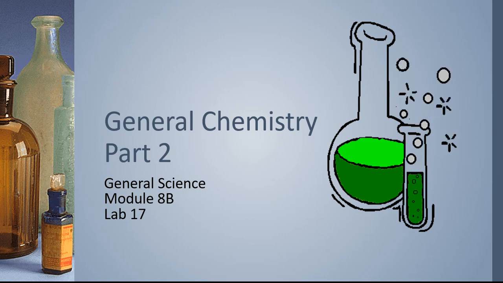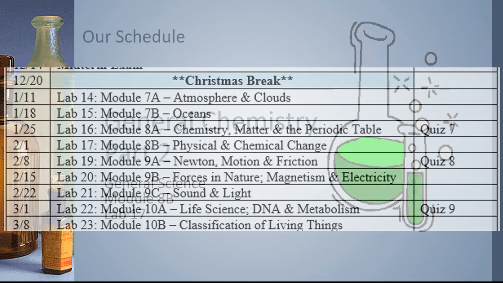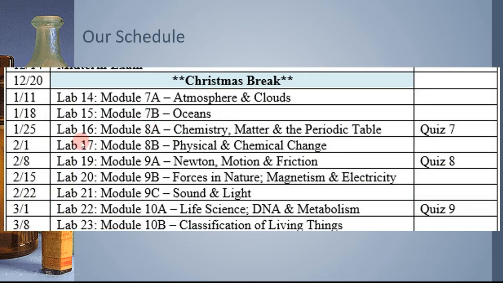So if we look at our schedule, you can see that right here is today, right? The 1st of February. We're going to be doing 8B physical and chemical change. And then next week, when we get together, we'll start Module 9. Notice Module 9 has 3 weeks to it. Your book is set up for 3 weeks, and so there's no change in the schedule right there.